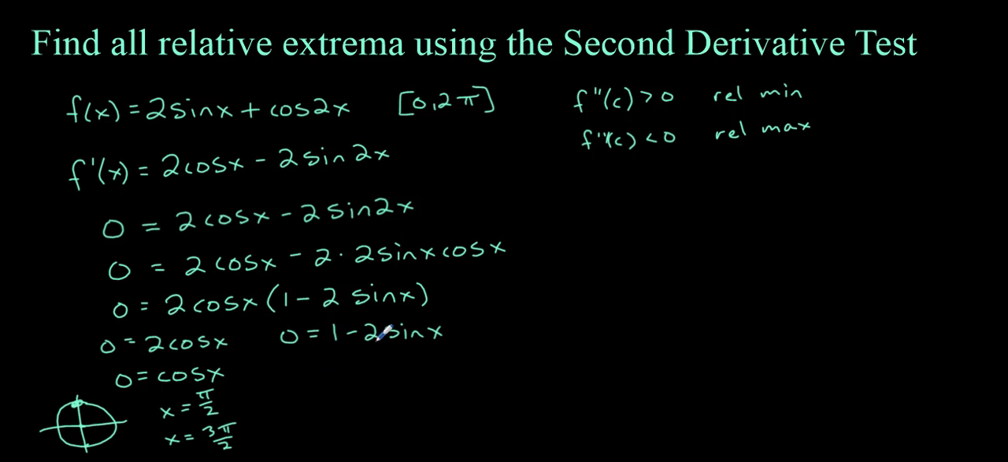Subtract 1, divide by negative 2, and we get 1/2 equals sine x. Unit circle again. Sine is the height. When's the height a half? Well, that'd be pi over 6. And then over here, positive half occurs again when x equals 5 pi over 6. So we have the first derivative equaling 0 for 4 values.